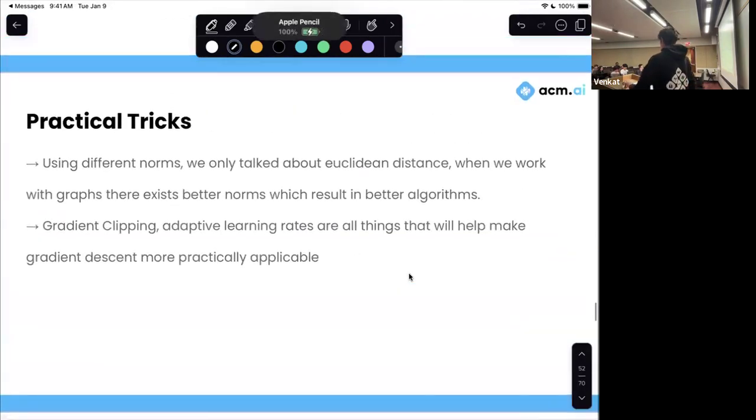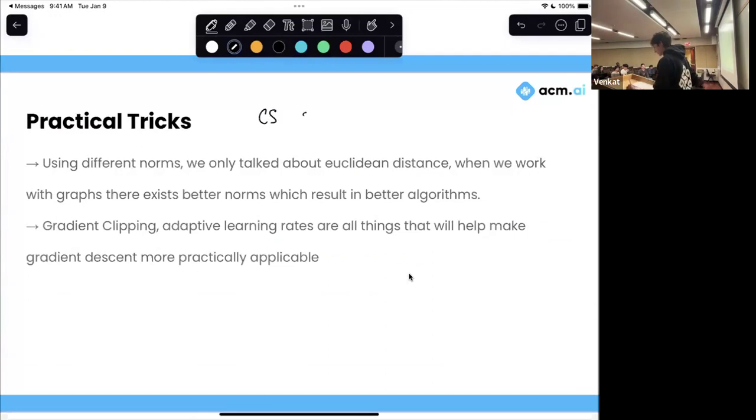So for your sake, if you're interested in more optimization theory, a couple of classes I can recommend. CS260B proves all of these, and then there's an ECE course for convex optimization, which is also very good if you want to do machine learning research. So those two.